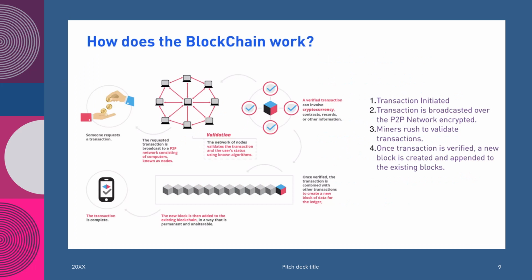Okay, so the next thing we need to look at is how it works specifically. The transactions are initiated, and the transaction is broadcasted over the P2P network, which is encrypted. Miners rush to validate the transactions, and once the transaction is verified, a new block is created and appended to the existing blocks. Okay, so this is just a little flow diagram of how it actually works. So just read through that.